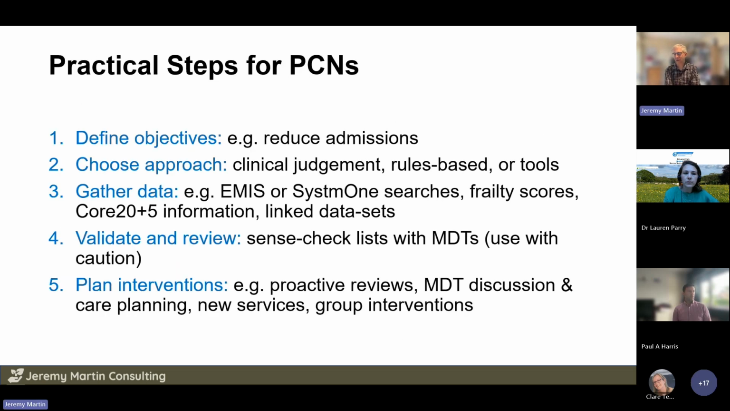So as a PCN, say, what practical steps could you take? So first of all, I think you need to be clear about what you're trying to do. Are you trying to reduce hospital admissions? Are you trying to reduce GP attendances? Are you trying to close those gaps in care, improve long-term conditions management, for example? So being clear what you're trying to do is important. And then choosing your approach, ranging from the clinical judgment purely through to the rules-based searches, through to some of the more advanced tools.